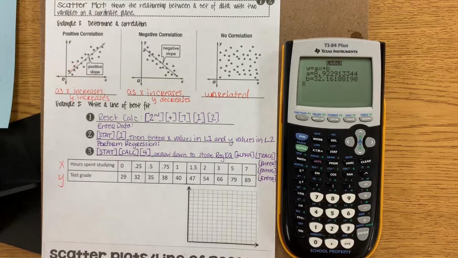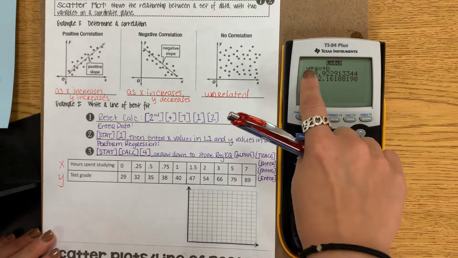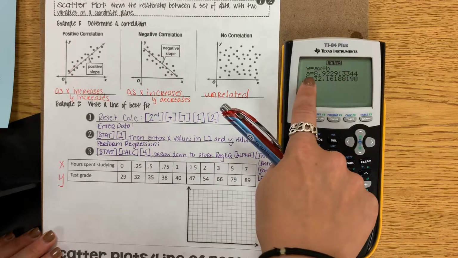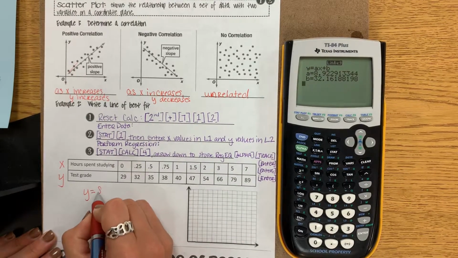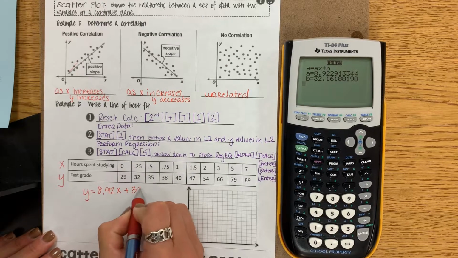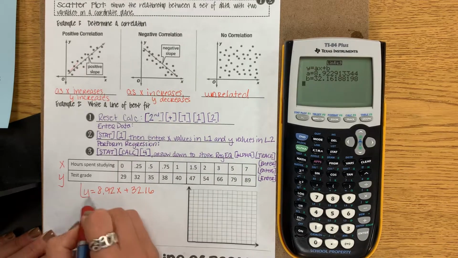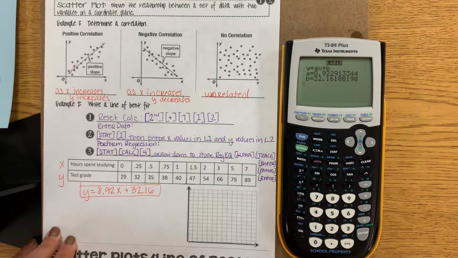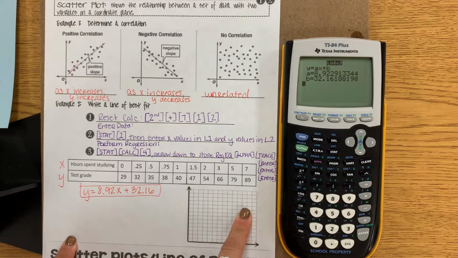From here, it will give us an equation. We're going to take that equation and we're going to write it on our paper. Notice this says y equals ax plus b. We're used to seeing y equals mx plus b. We're going to round to 2 decimal places. So y equals 8.92x plus 32.16. Now we have our equation for this data. That is our line of best fit. So in class, we're going to actually work on plotting these points. So keep this part blank and we'll do that together.